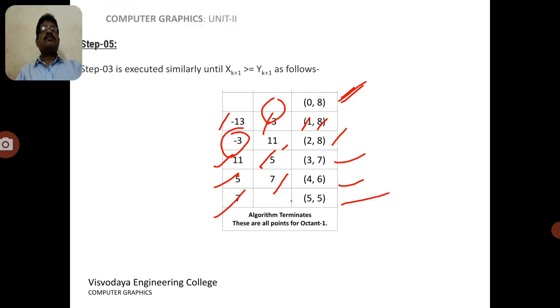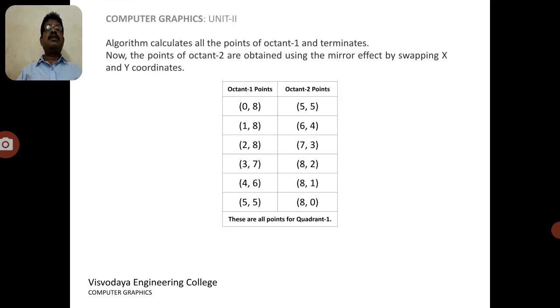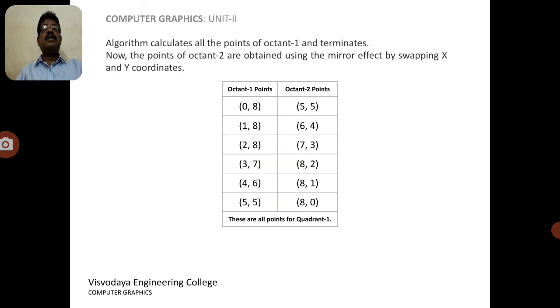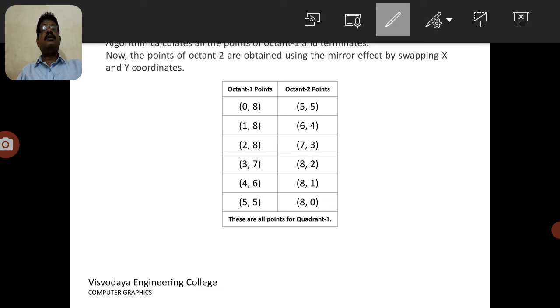So here you can observe in the next table, which is very clear. The first octant points are 0, 8. So whatever the values are derived here, 0, 8 and 1, 8, 2, 8, 3, 7, we will take this notation: 0, 8, 1, 8, 2, 8, 3, 7, 4, 6, 5, 6. These are the first octant values. So this is a quadrant 1 point.